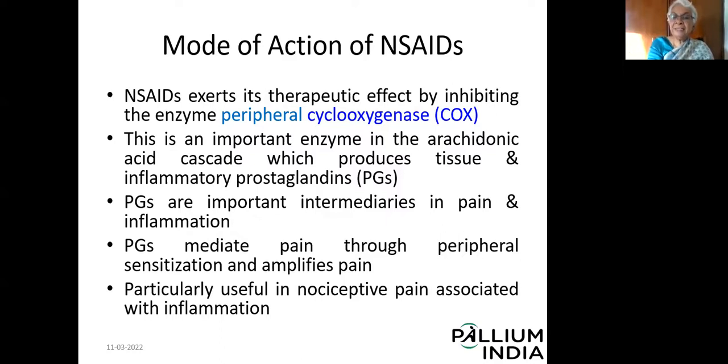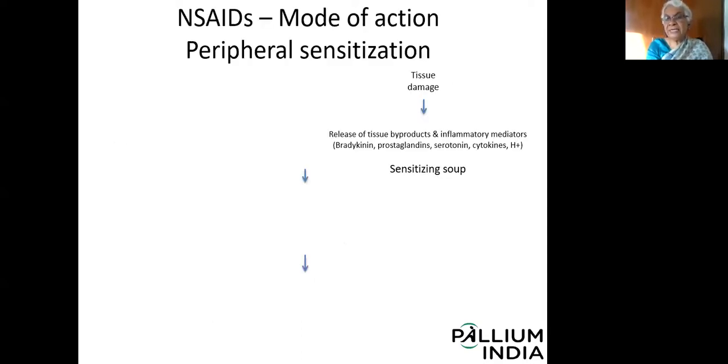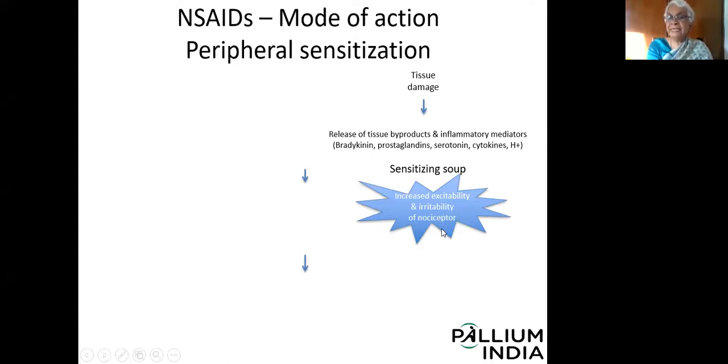So NSAIDs are very useful in nociceptive pain, that is pain due to tissue injury, which is associated with inflammation. Now, if you look at this chart, you will see that tissue injury causes the release of all the tissue byproducts and inflammatory mediators like bradykinin, prostaglandins, and serotonin. They form a sensitizing soup around the peripheral nerve ending or the nociceptor, and it increases the excitability and irritability of the nociceptor, which leads to amplification of the pain signal.